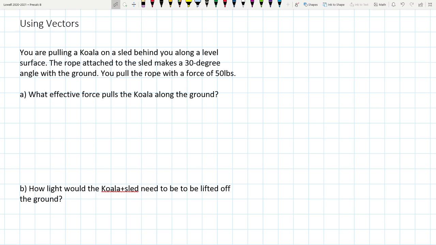So, example: you are pulling a koala on a sled behind you on some level surface, and let's also assume that there is no friction in this often fictional universe that we portray a physics problem in. It wouldn't be too bad if we just added it in, but for simplicity's sake, we'll just ignore it. The rope that you're pulling the sled by makes a 30-degree angle with the ground, and you're pulling the rope with a force of 50 pounds.